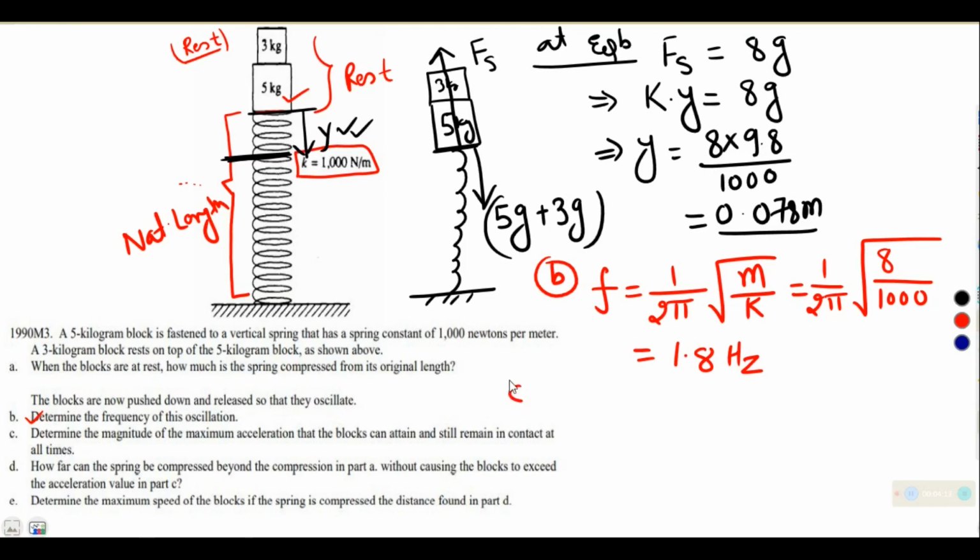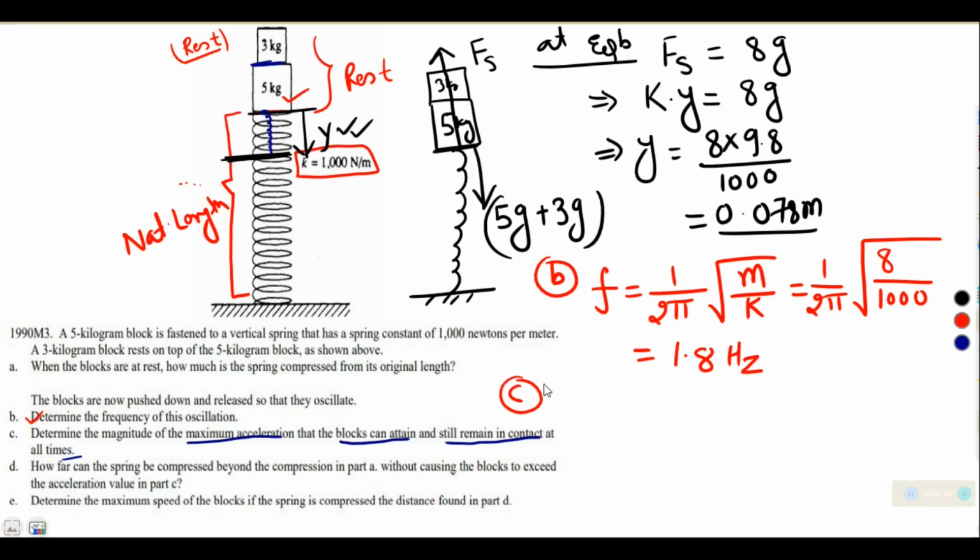Let us see part C. What is part C? Determine the magnitude of the maximum acceleration that the block can attain and still remain in contact at all times. See friends, this 5 kg block is fixed to a spring, there is no problem. This 3 kg block is not fixed.